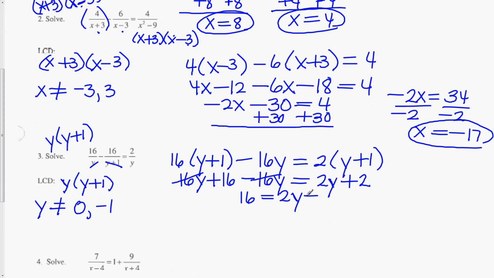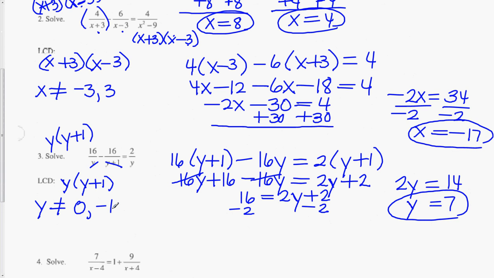I don't have to factor on this one. Just subtract my 2 from both sides. So 2y equals 14. So y equals 7. And 7 is okay to use because remember 0 and negative 1 were my bad numbers. We getting the hang of it? Not too bad.